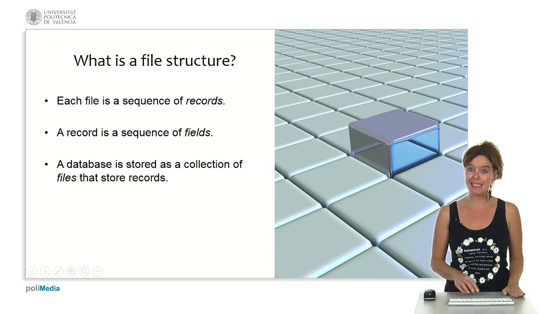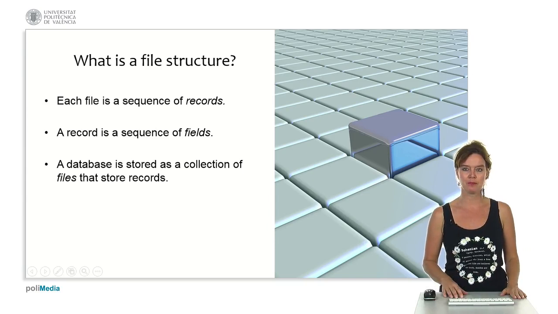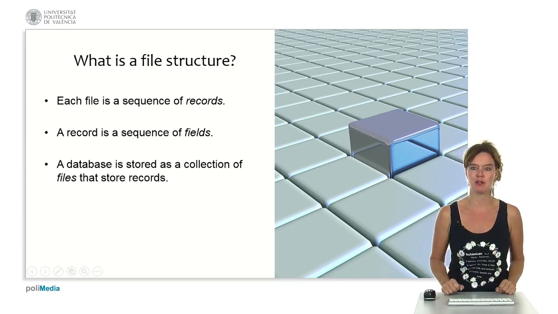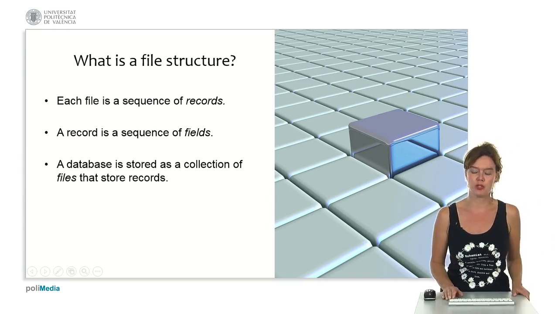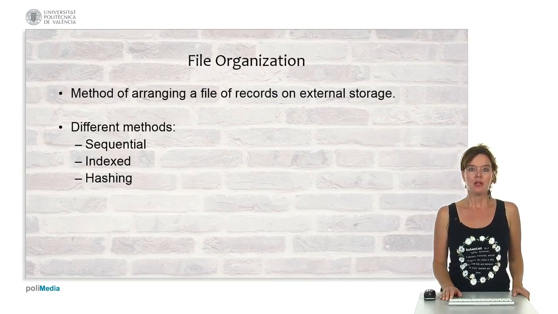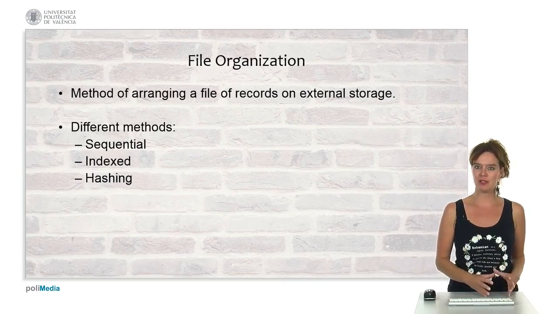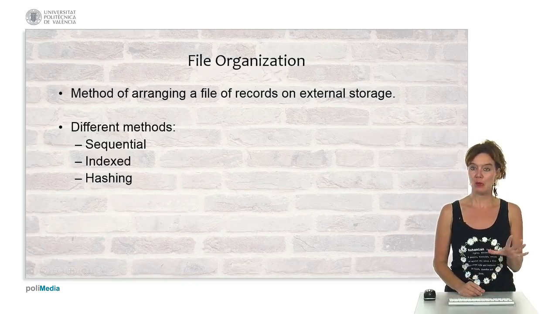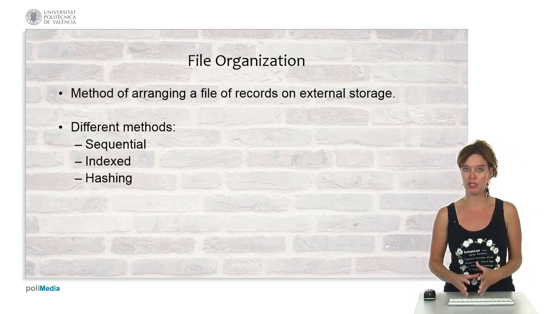A file is a sequence of records and a record is a sequence of fields. And then a database is nothing else than a collection of these files. So let's see how these files can be stored. There are different ways of arranging these records in external storage, and we'll look at three: sequential, indexed, and hashing, which is a special type of indexed file organization.